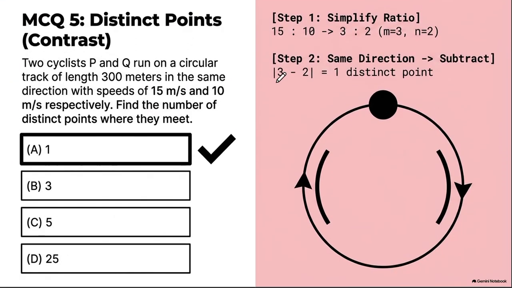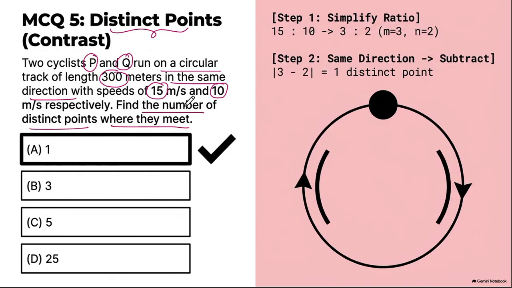The last question, number of distinct points again. Two cyclists P and Q run on a circular track of length 300 meters in the same direction with speeds of 15 meters per second and 10 meters per second. Find the number of distinct points where they will meet.